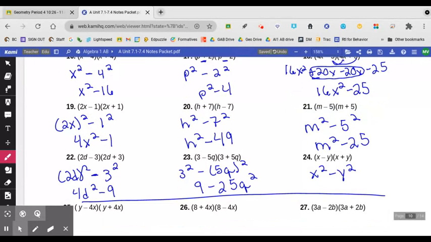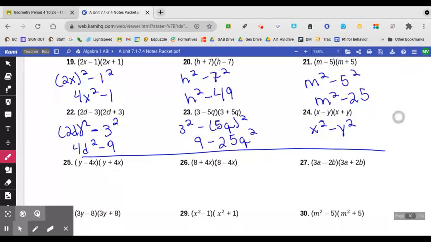Okay, so first I need to make sure that I have the same terms, just one being added, one being subtracted. If that's the case, I can square the first, square the second, and subtract them. So this is 4x squared minus 1. 20, I have the same terms, just plus and minus, so it's h squared minus 49. 21, again, same terms, one plus, one minus, so it's m squared minus 25. 22, again, they're the same, just one plus, one minus, so it's 4d squared minus 9. 23 is 9 minus 25q squared, and 24 is x squared minus y squared.